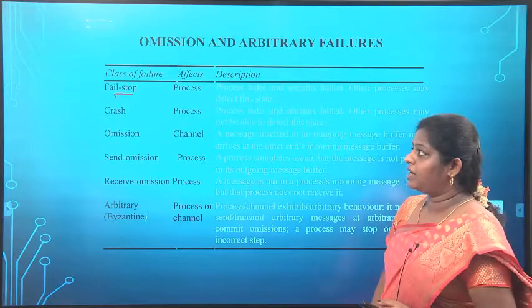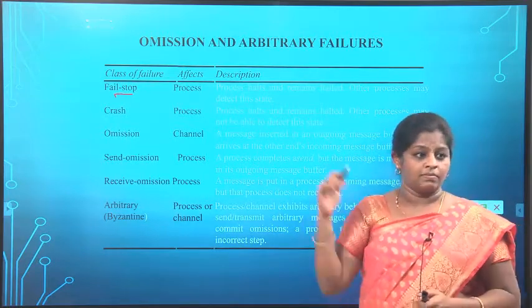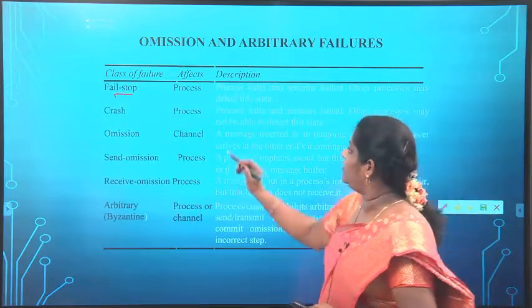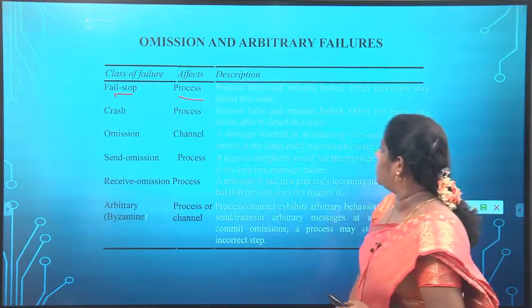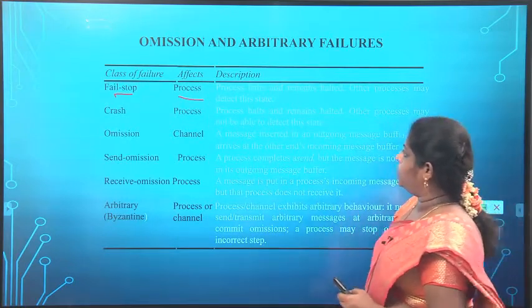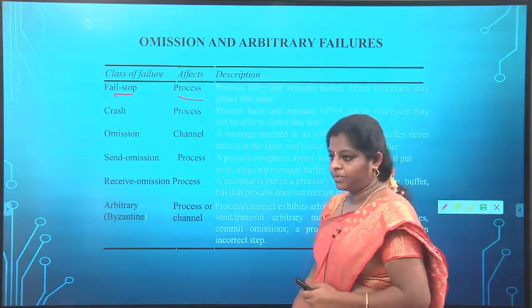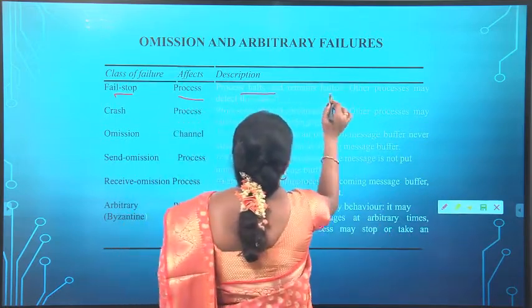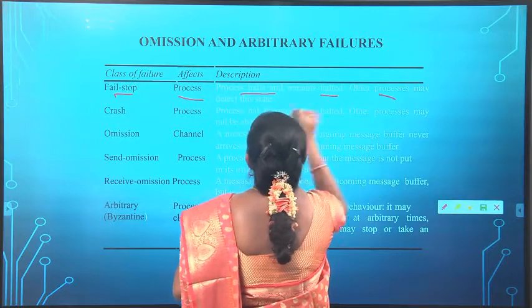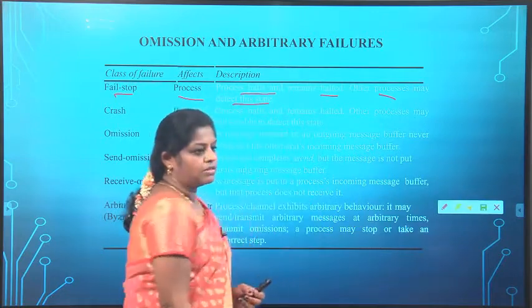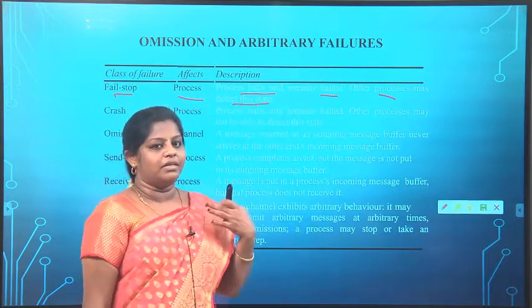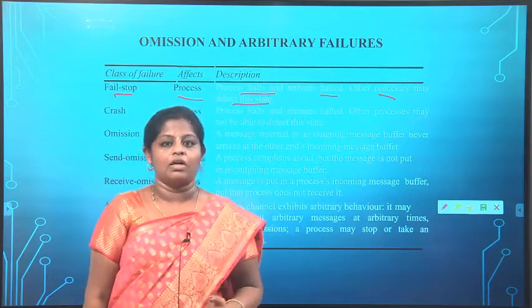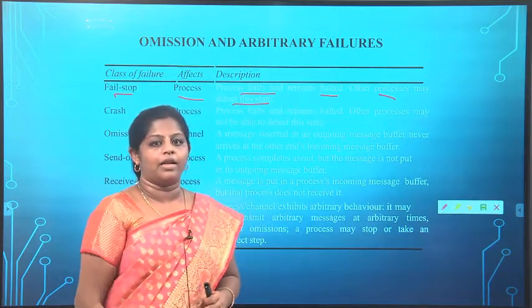It will occur in the omission failure, where it affects the process only. If it affects the process, how can we detect it? With the help of the process halts or remains halted, the other process may detect this. That means we lost the message. How can we detect it? With the help of another process.